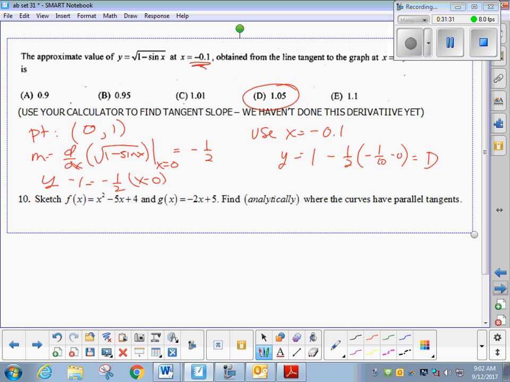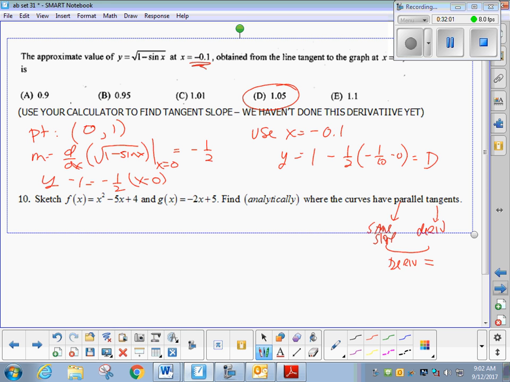Okay, number 10 requires you to make a verbal connection to calculus. So there's all the meshing of the levels of math, verbal, analytical. The curves have parallel tangents. Tangents mean derivatives, yeah? Parallel means same slope. So parallel tangent means derivatives are the same or equal. So you need to find where the derivatives are equal.